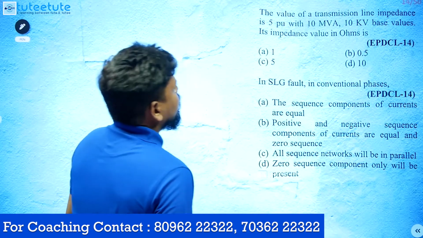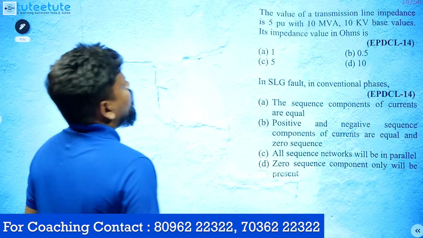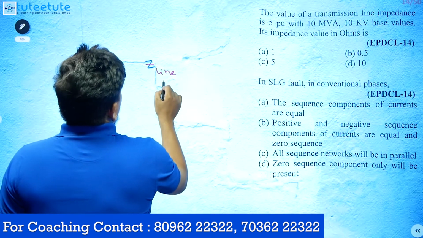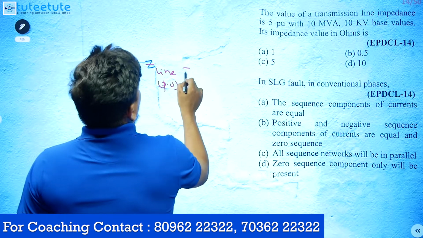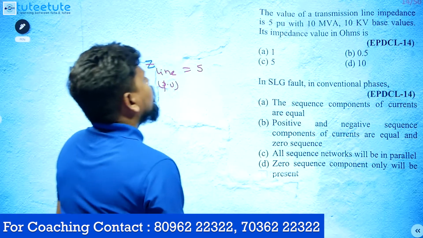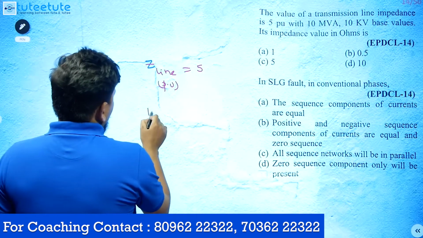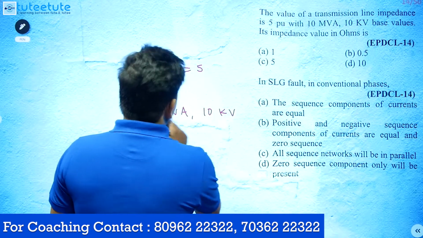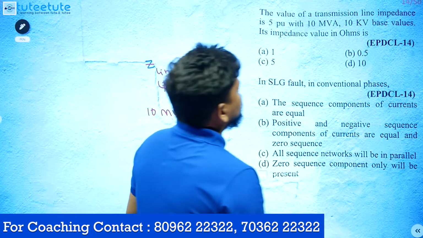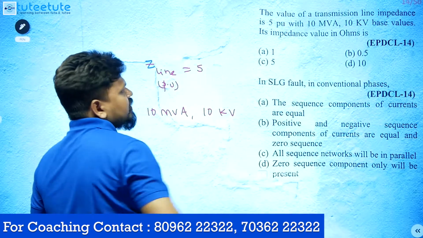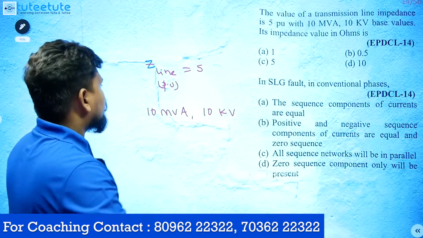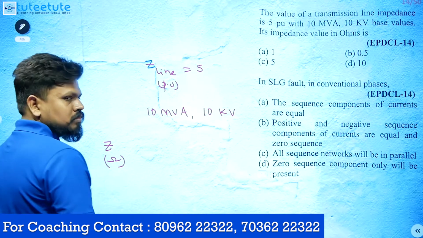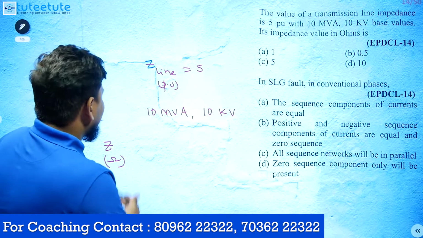So the value of transmission line impedance is 5 per unit. Transmission line impedance they have given: Z line in per unit is 5, with 10 MVA, 10 kV. This is the base MVA, this is the base kV, that's it. Its impedance value they are asking in terms of ohms. Understanding, right? So how do we calculate this?